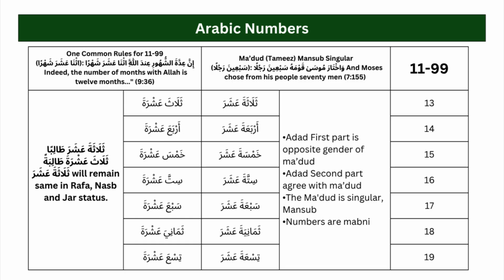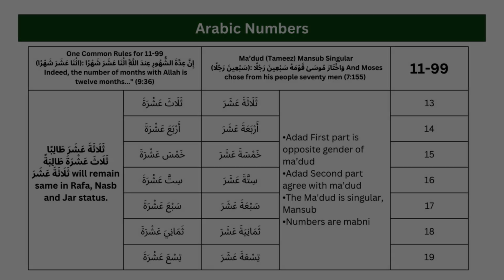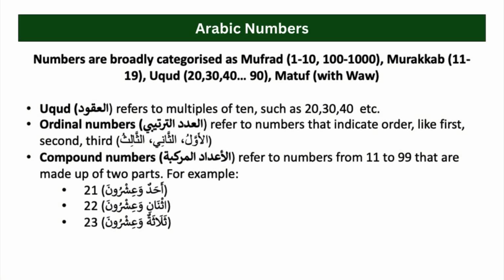So the main lesson here is 13 to 19 are compound numbers in which the first part opposes the madud, the second part agrees with it, and the madud remains singular mansub. Then the left side of the chart gives another important note. Thalathata ashara will remain the same in rafa, nasab, and jar state. This means these compound number forms are generally fixed and do not keep changing in the way ordinary, fully declinable words do. Now we move to the next slide, broad categories of numbers.